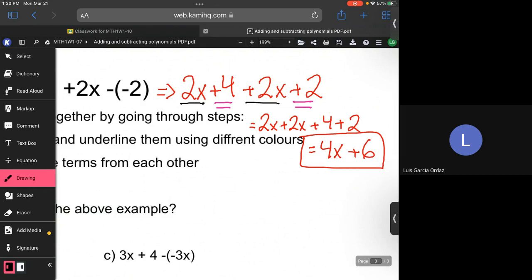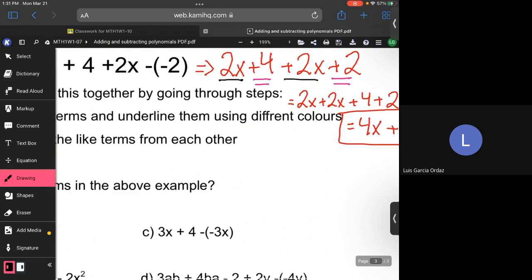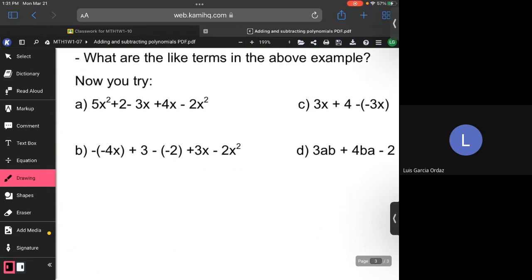Wait, that's unfortunate. Okay, we'll get back to you. Let me do the next example. Okay, now let's try these examples.